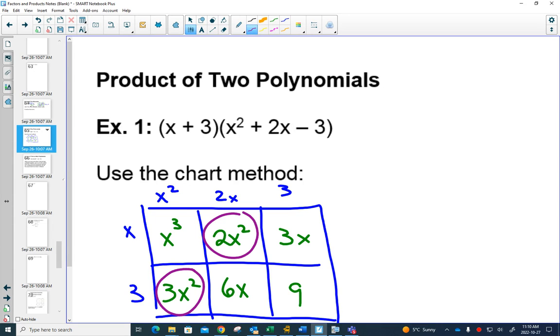I'm going to circle those two in purple. Why? And those two in orange. Yes, they are. They're like terms. They're common. We could put them together. Can you see when I go to write my answer? I have an X cubed.